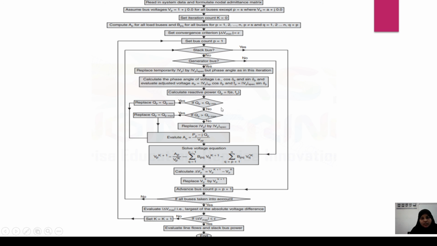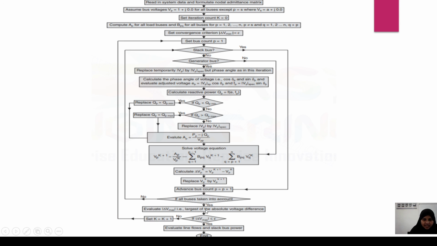Calculate reactive power QP. If QP is less than QP minimum, then replace QP is equal to QP minimum. No means check whether if QP is greater than QP max. Yes means replace QP as QP max. No means replace mod VP by mod VP specified. Then evaluate AP. Solve the voltage equation Vpk plus 1. Calculate delta Vpk. Replace Vpk by Vpk plus 1. Advance bus count by P is equal to P plus 1.